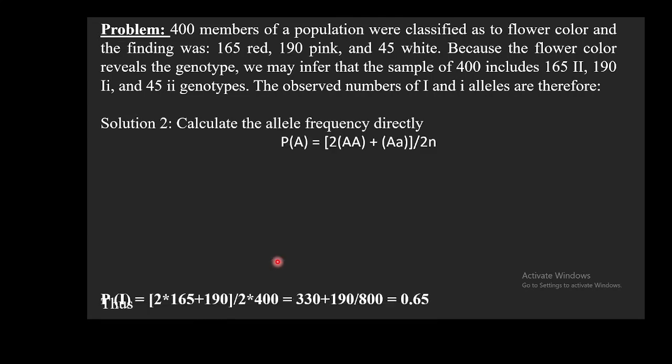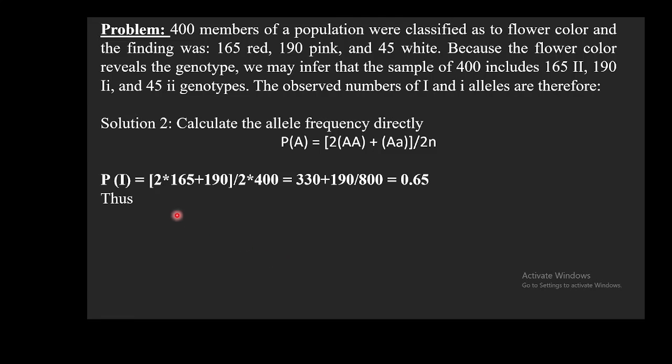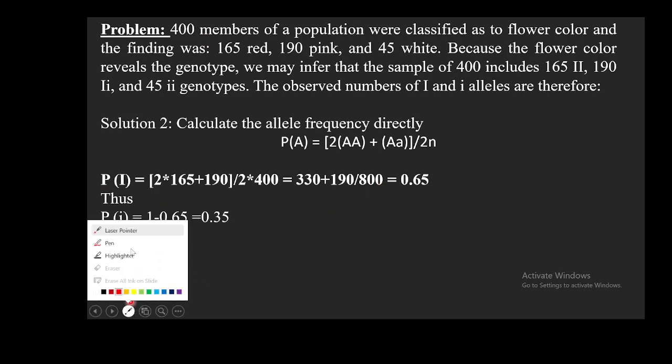In another way, how can you calculate? You have AA individuals, which are the capital I capital I individuals, which is 165, and you have the 190 capital I small I individuals. You need to keep it like this, divided by 2, and the number of individuals is 400. So you can calculate the frequency of the I allele is 0.65, and as you know, P plus Q is equal to 1.